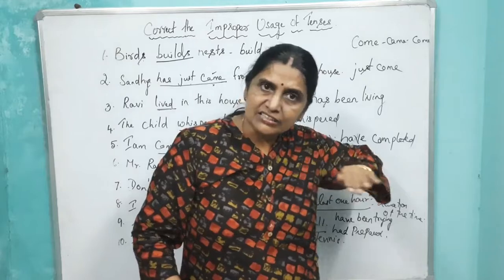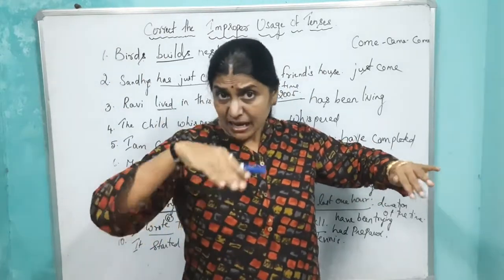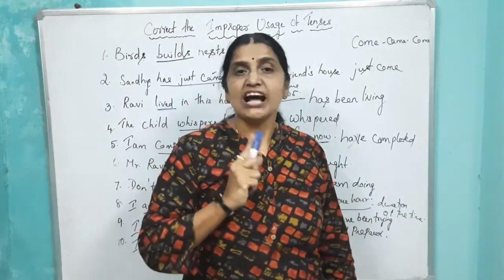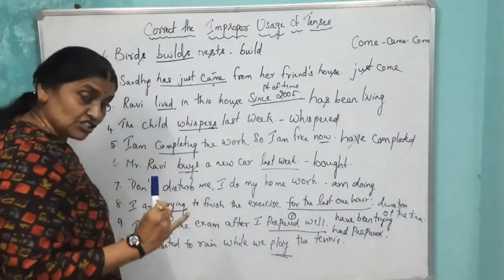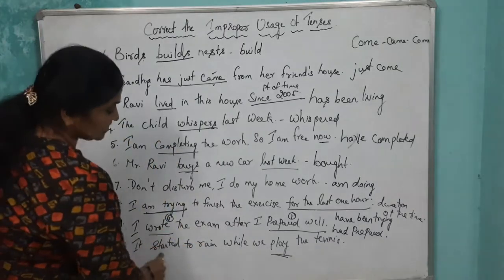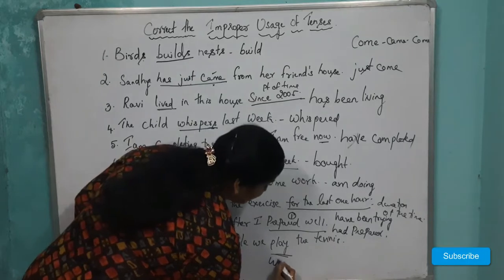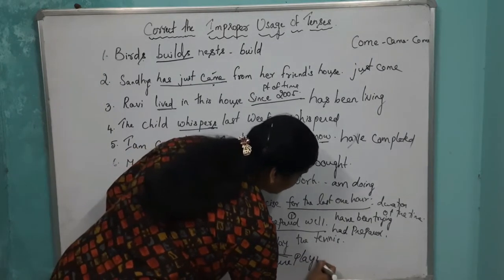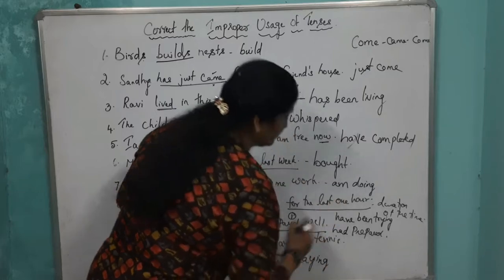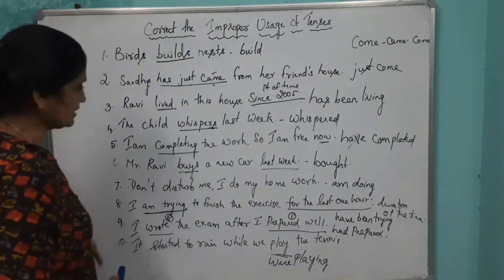So when one activity was going on in the past and the second activity simultaneously takes place, you have to put it in past continuous tense and past tense. So it started to rain when? While we were playing. While we were playing the tennis. Okay, this particular game we are playing. So these are the 10 sentences.